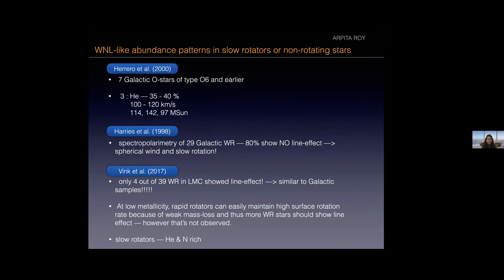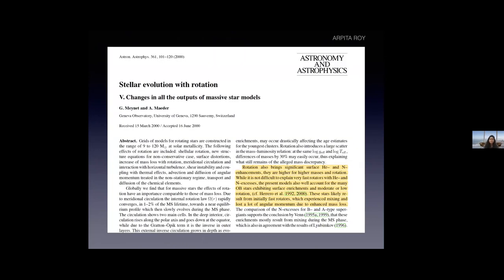So now the question is, how can we have these WNL-like abundances in slow rotators, because now you don't have rotational mixing? After Herrero et al.'s observations came out, George's and Andres' paper came out in 2000, and they tried to hypothesize that probably these stars are initially fast rotators, and when all the mixing had happened, as the stars lose mass, they are also losing their angular momentum, and that's how today they are slow rotators. But the surface enrichment had happened way in the past when they were fast rotators.